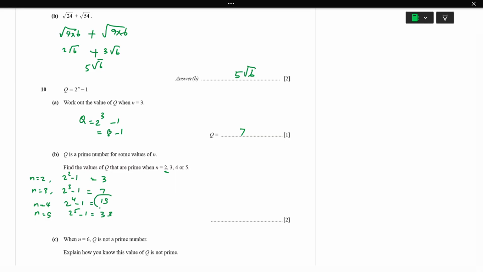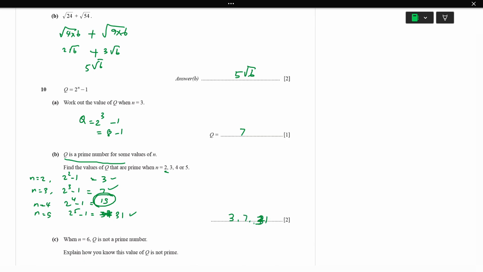32 minus 1 is 31. Sorry, this answer is going to be 31. So we need only prime numbers here. So 3, 7, 31 are the prime numbers. That is the answer: 3, 7, and 31.